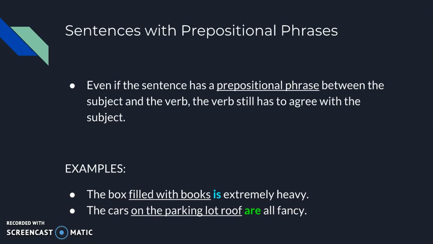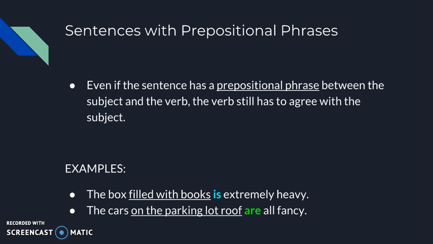We are going to now talk about sentences with prepositional phrases. The reason we are going to talk about this is because a sentence with a prepositional phrase can confuse people and make them think that other sets of rules have to be put in place around the prepositional phrase, which is simply not true. The same exact rules apply to a sentence with a prepositional phrase as compared to a sentence without a prepositional phrase. If the sentence has a prepositional phrase between the subject and the verb, the verb still has to agree with the subject.